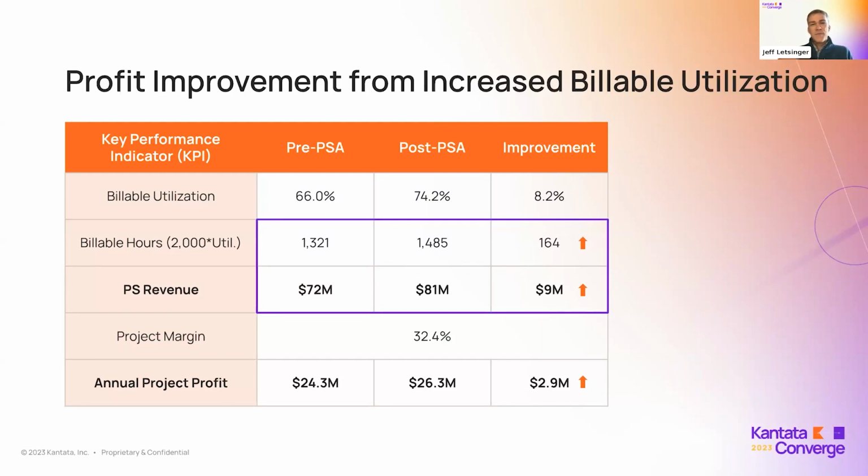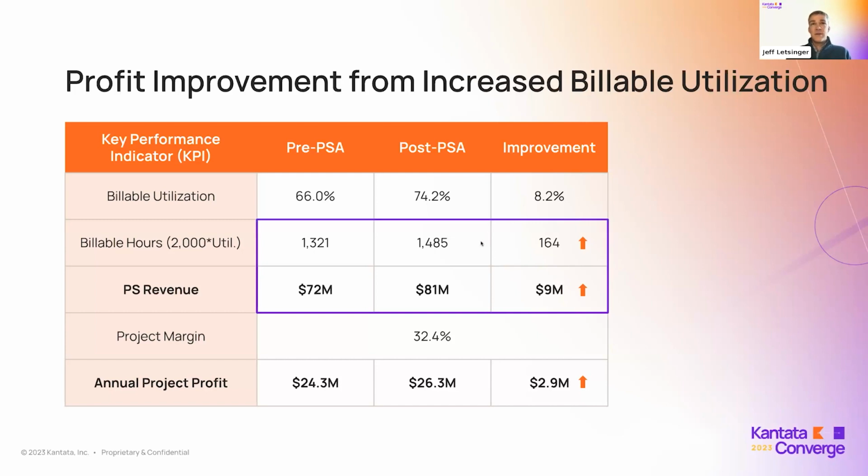I understand there's more that goes into billable utilization than just scheduling and allocating, but we know this is one of the key drivers for improving your billable utilization: getting your people on projects, deploying them on time, right? So when we look at this, the figures are pretty outstanding. Pre-PSA, about 66% on average is their billable utilization figure. And post-PSA deployment, about 74%, an 8% improvement.